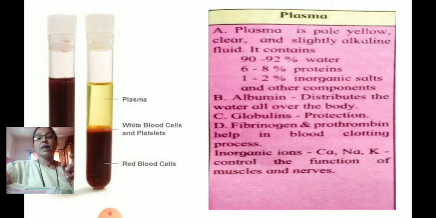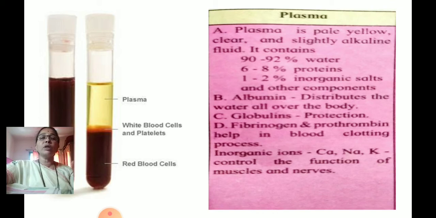This plasma contains a lot of water, that is 92% water, and proteins and other salts which are very important for our day to day life, as well as albumin. Albumin helps the quantity of water to remain inside the body. That means albumin stores the water, and globulin helps in the protection of all the cells, as well as it takes care of the blood components.